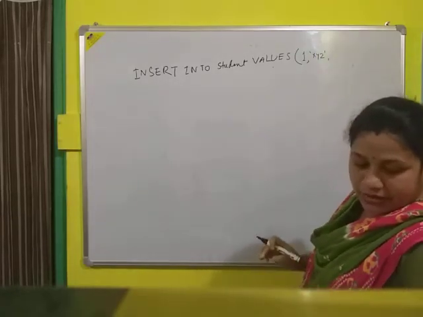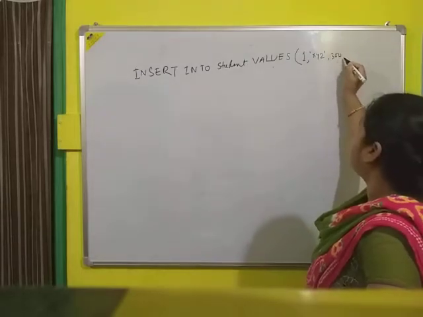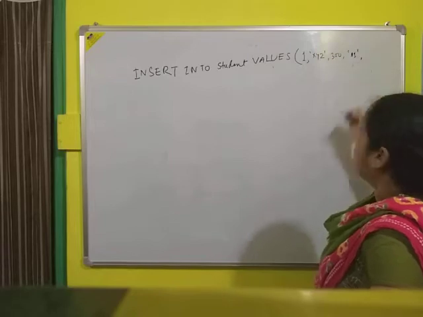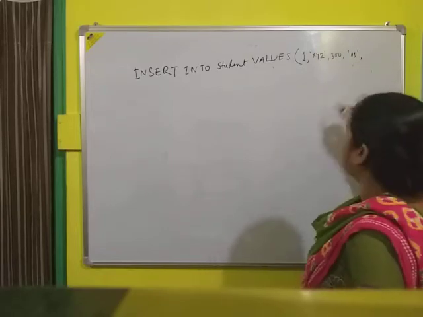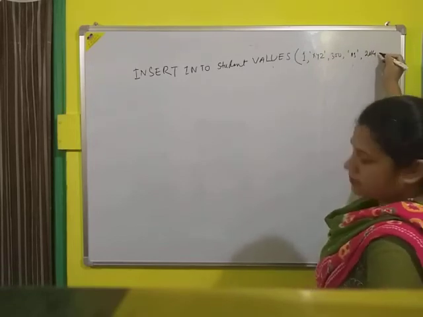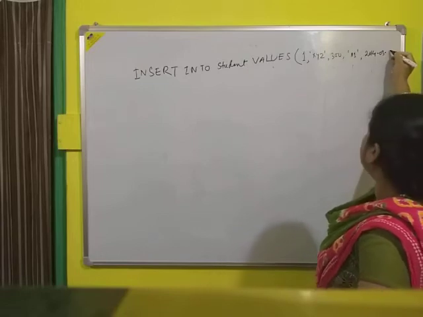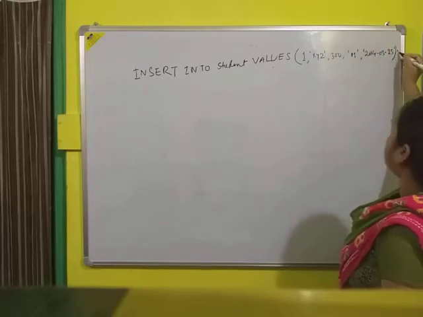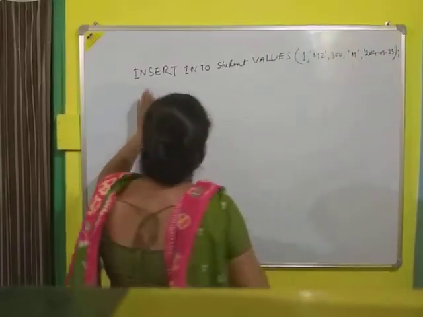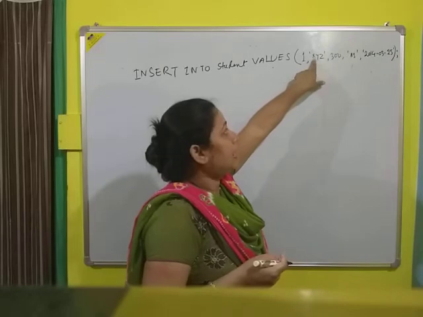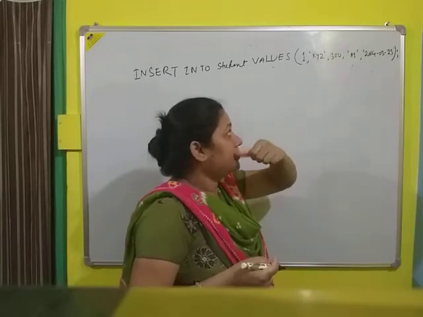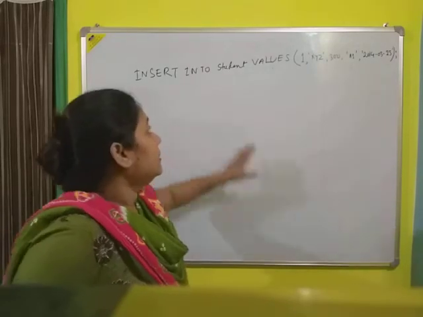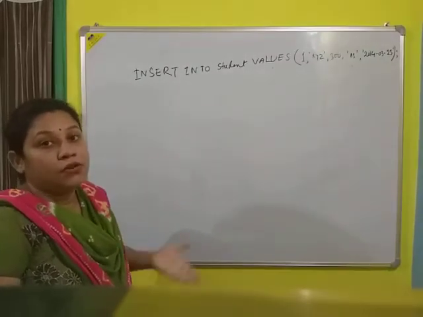Then again comma, after that total marks, suppose 300, give comma, then grade, suppose A1, comma, then date, suppose 2014-03-25. Give a quotation mark, give the round bracket and close it. So when you write insert into student values 1, XYZ, this is the name, then 300 for the total marks, A1 for the grade, and then the date of result, it will be entered into the table student.